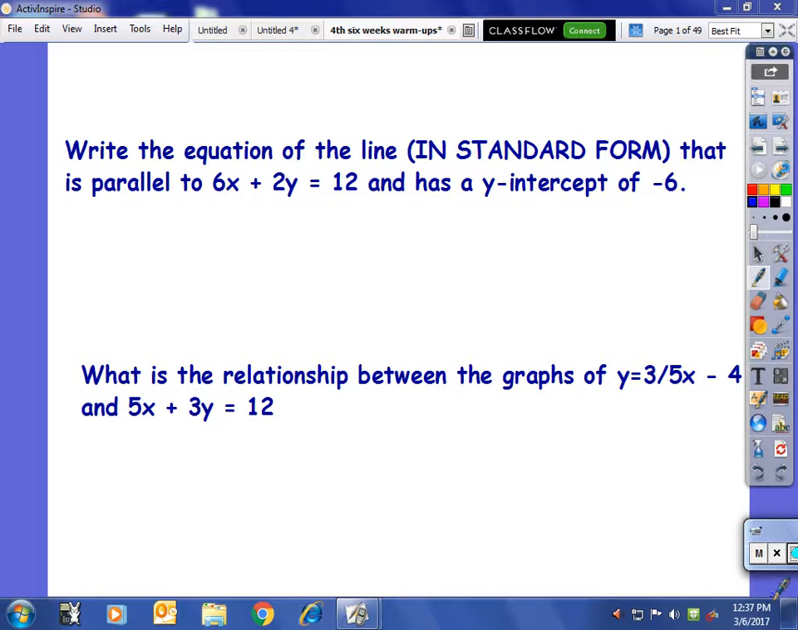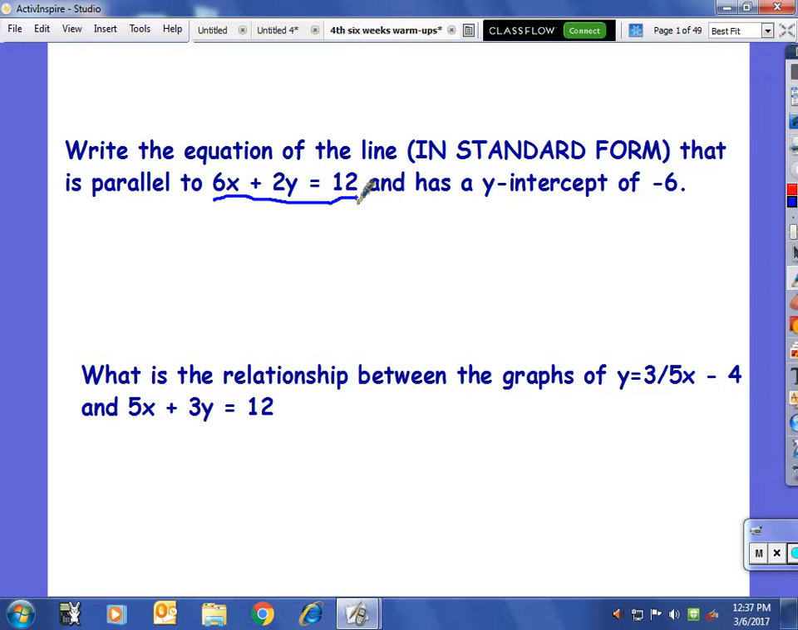Now, number 1, I wanted you to be parallel to this line. And how did I make it tricky? I put it in standard form. So you've got to put it in slope intercept form. So that would be 2y equals negative 6x plus 12. Divide everything by 2. What's the slope of this line?